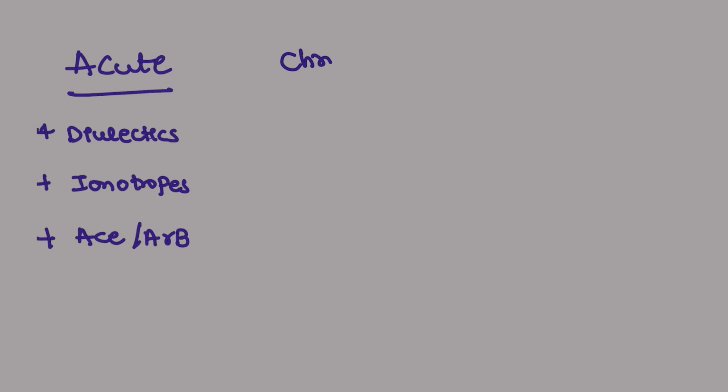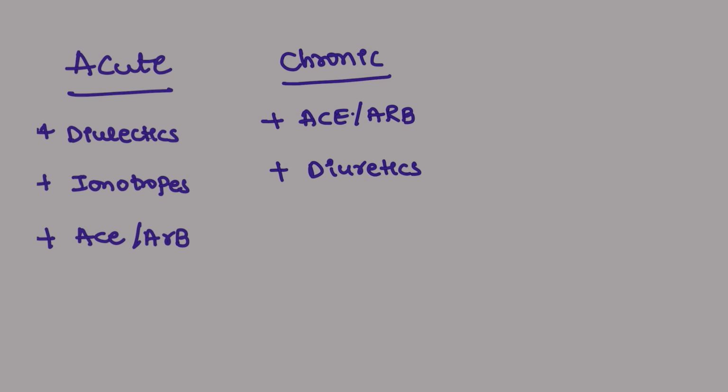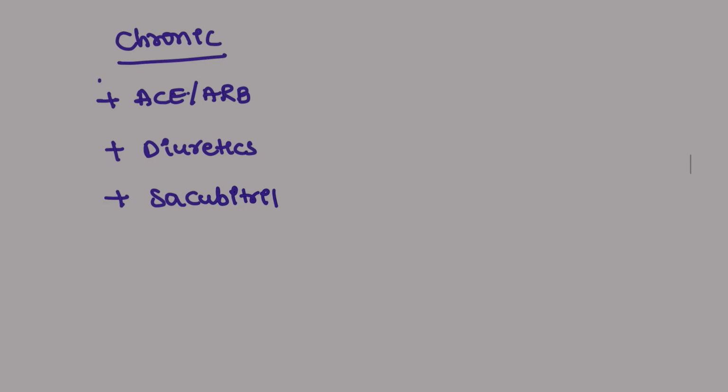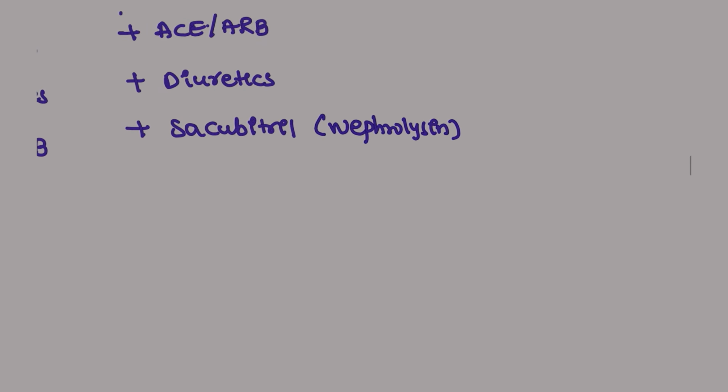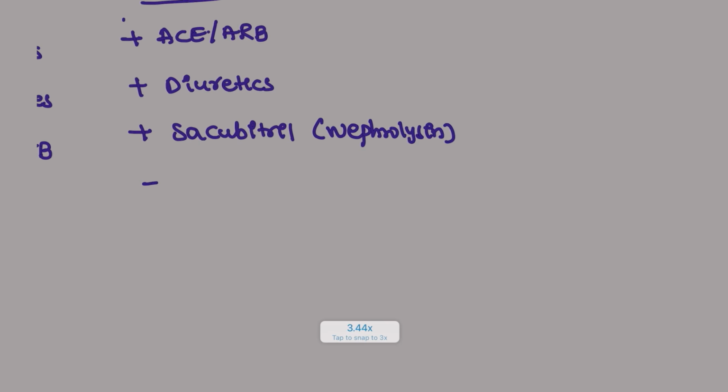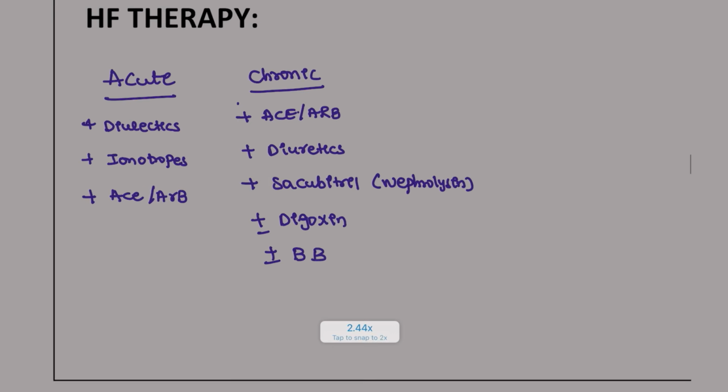In the chronic patients, you are aiming at decreasing the mortality. First you are going to add the ACE or ARB inhibitors. Along with that, you are also going to add diuretics for this patient, and sacubitril. What is the mechanism of sacubitril, guys? It acts on neprilysin. Along with that, you can also add digoxin, and beta blockers can also be added for this patient. This is the therapy.